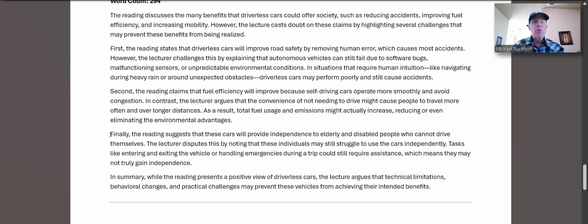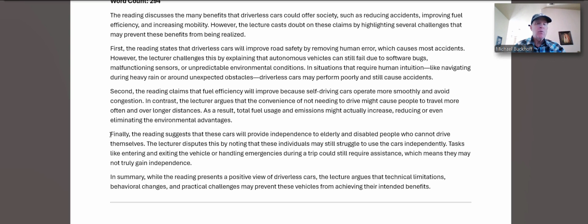Finally, the reading suggests that these cars will provide independence to elderly and disabled people who cannot drive themselves. The lecturer disputes this by noting that these individuals may still struggle to use the cars independently. Tasks like entering and exiting the vehicle or handling emergencies during a trip could still require assistance, which means they may not truly gain independence.